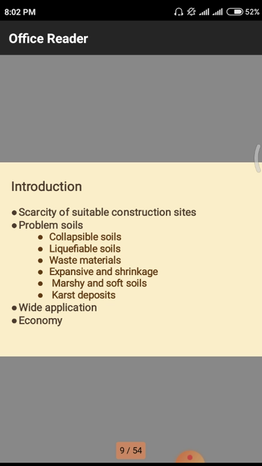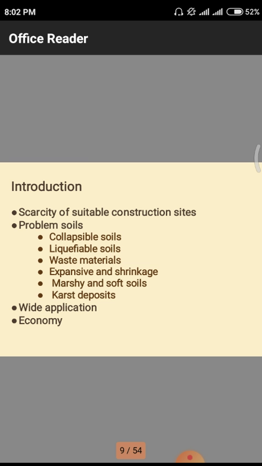So we have to use those 2 to 5% of land for our construction purpose. In those also we are having different varieties, strengthened soils and poor soils. So we have to improve the poor soil strength by using these stabilization techniques. First of all, what are the different problems in the soils?